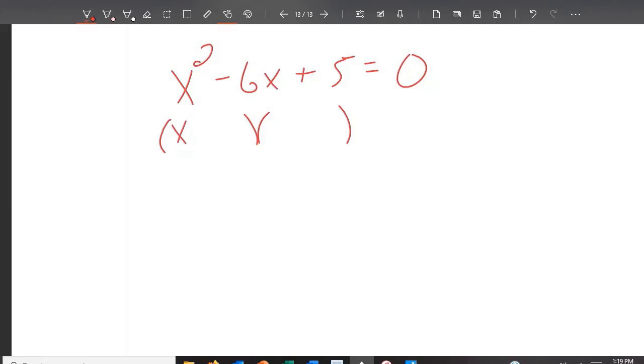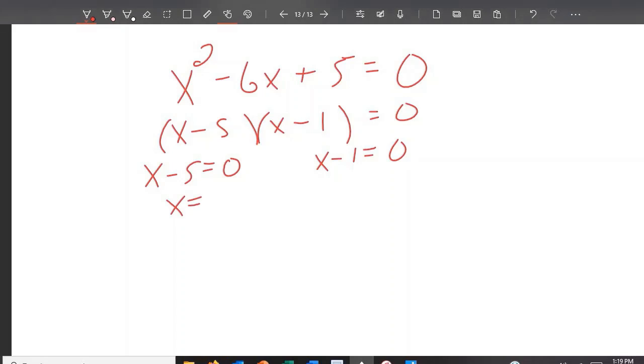Now, let me give you an example. Suppose we had x squared minus 6x plus 5 equals 0. When we factored this and solved it, we always set the factor equal to 0 and solve for x. So these are the solutions to this equation.